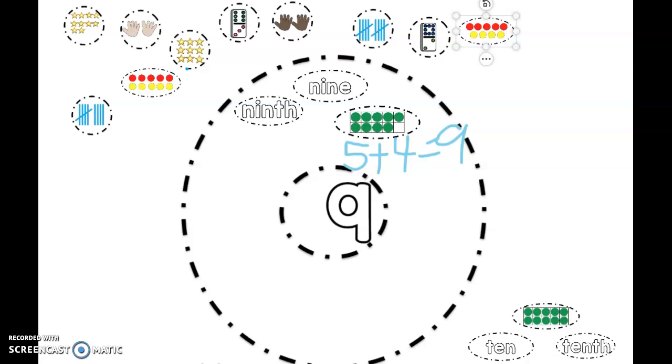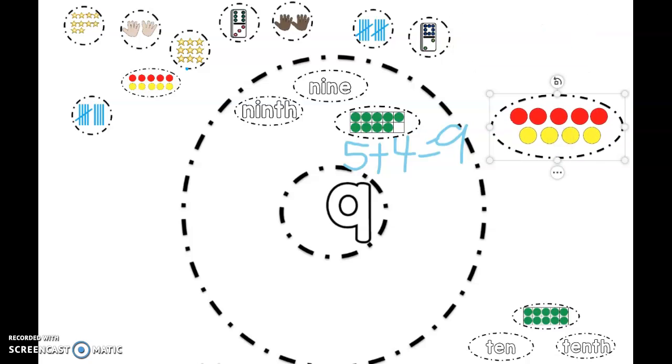It's too many. Let's check these dots right here. Let's see how many I have on the top. 1, 2, 3, 4, 5. So I have 5 red and 1, 2, 3, 4. 4 yellow. Do you think that's going to make 9 if I have 5 on the top for red and 4 yellow on the bottom?